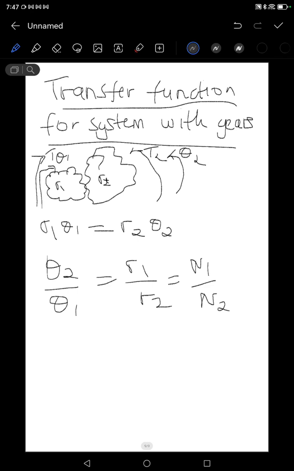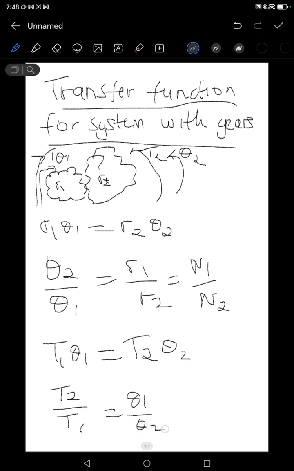And then now when we assume that there's no energy loss, the torque T1 is going to be equal to what? To T2, when we assume there's no energy loss. So T1 theta 1 is equal to T2 theta 2, and therefore we can simplify and get T2 over T1 equals theta 1 over theta 2, and then equals N2 over N1. Okay, so we're going to use these equations when we are solving.